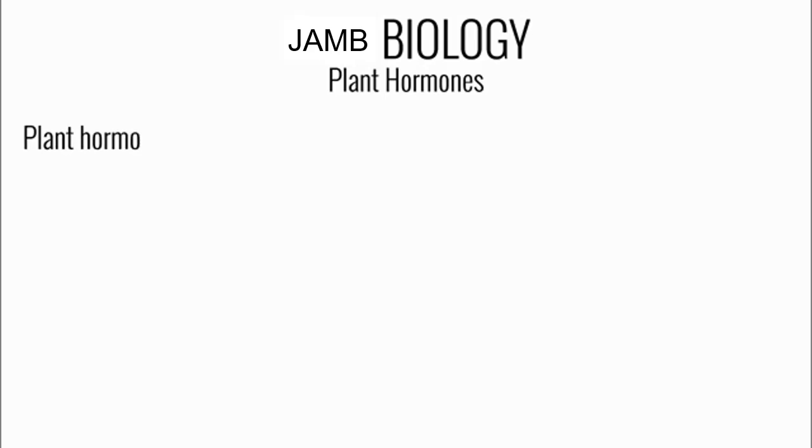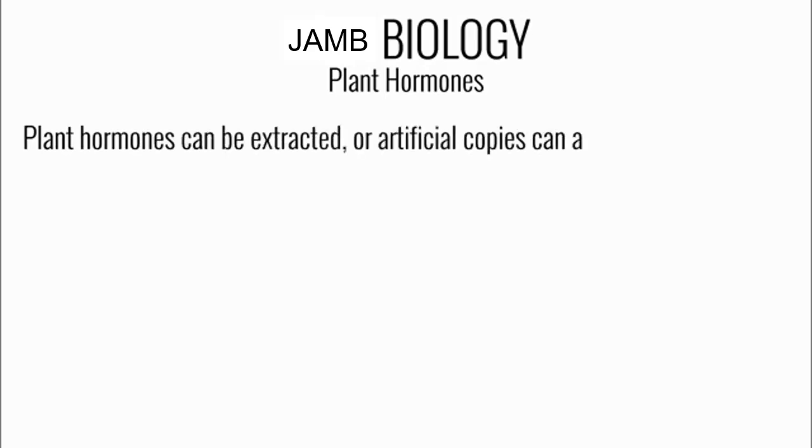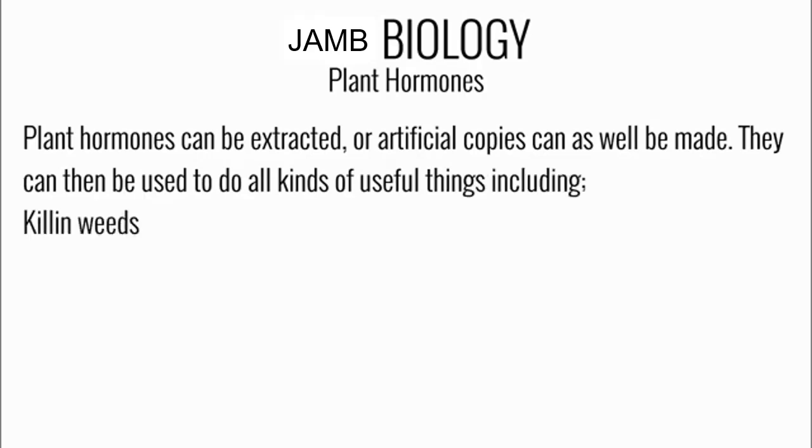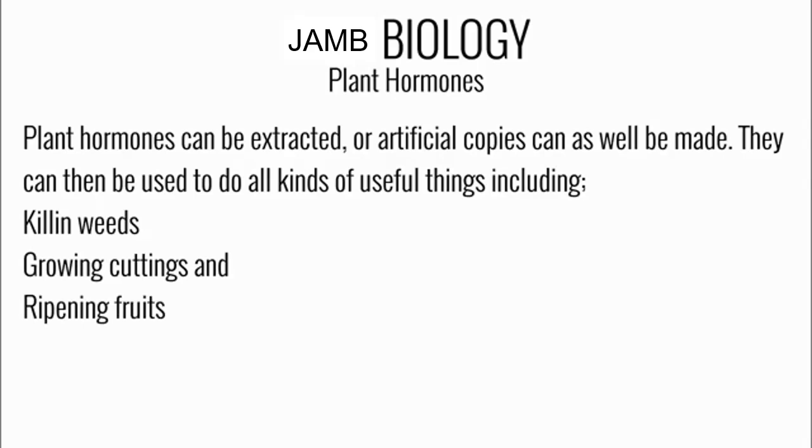So plant hormones can be extracted or artificial copies can as well be made. They can then be used to do all kinds of useful things, including killing weeds, growing cuttings, and ripening fruits.